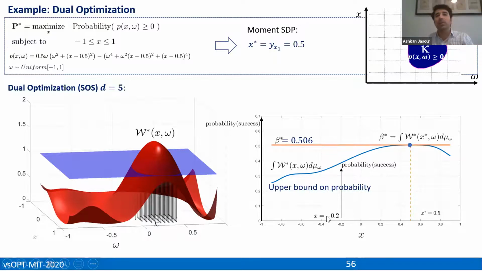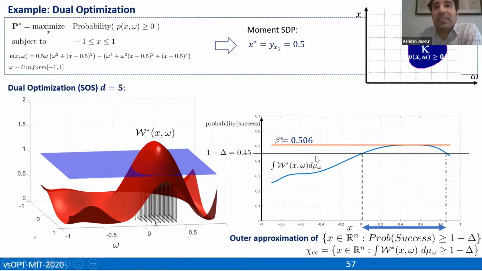So what does it mean? It means that since this function is an upper bound of the probability of success, if you look at its level sets, the set of points for which this polynomial is greater than 1 minus delta, this is going to be an outer approximation of our original chance constraint set. This set is an outer approximation of the set of design parameters whose probability of success is greater than 1 minus delta. And this is how I extract the chance constraint set by looking at the dual SDP and solving the sum of squares optimization.